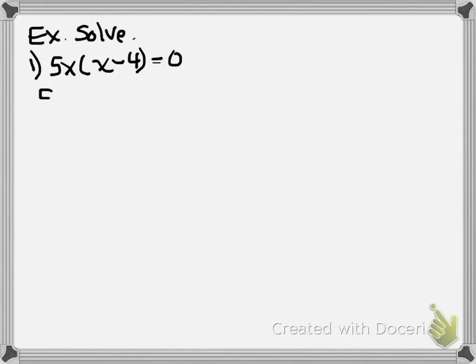So 5x has a variable, so we're going to set it equal to 0. x minus 4 has a variable, so we're going to set it equal to 0. Because I don't know what value of x is the 0 value, I have to solve for all of the possible values. Okay? So on the first one, I'm going to divide both sides by 5. On the other one, opposite operation says I'm adding 4.